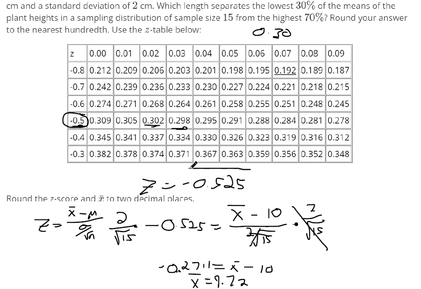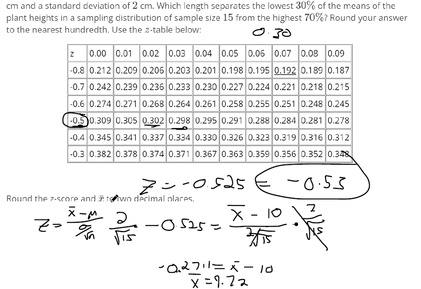okay, so that's the z-score. They want us to round the z-score to 2 decimal places, so it's negative 0.53. That's our first answer for this question. And then we need x bar to 2 decimal places. I've already got it. That's x bar.